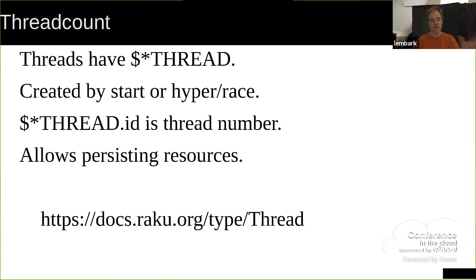One nice thing about when I go into the processor, there's a $*THREAD. The star twigil variables are the things that are created automatically for you by Raku. %*ENV is the environment. Every thread has its own thread object, which gives me an ID, which is nice if you want to generate output files per thread or have file handles or any data that each thread wants to keep track of on its own.